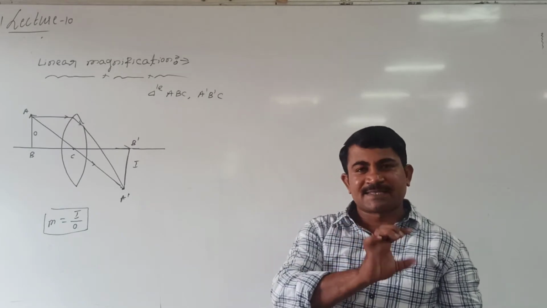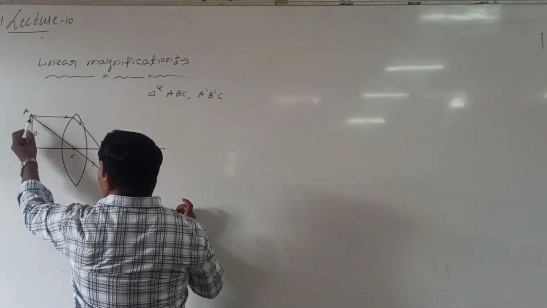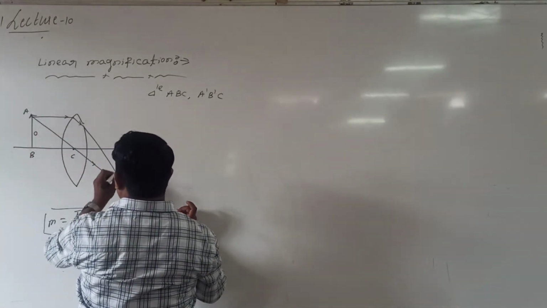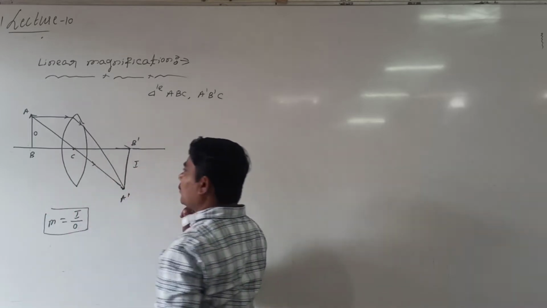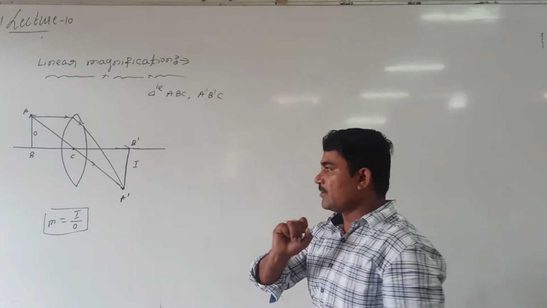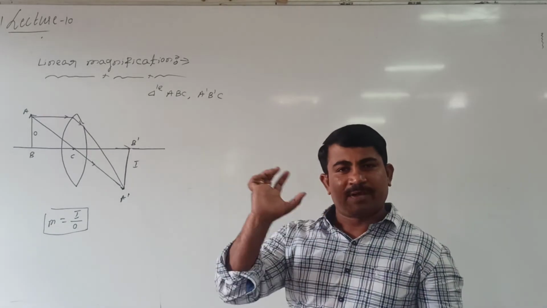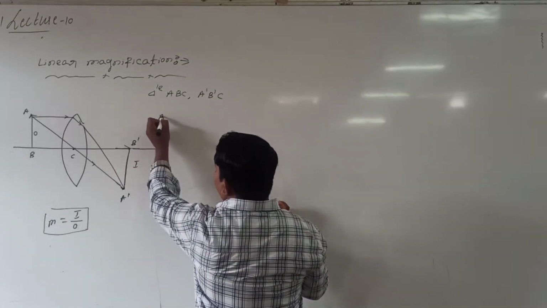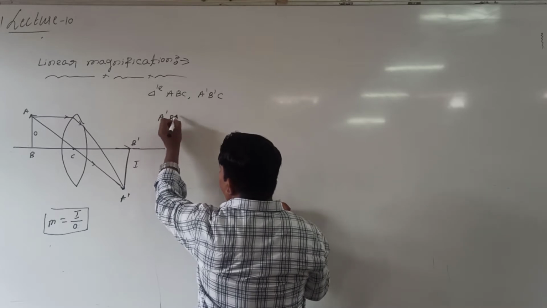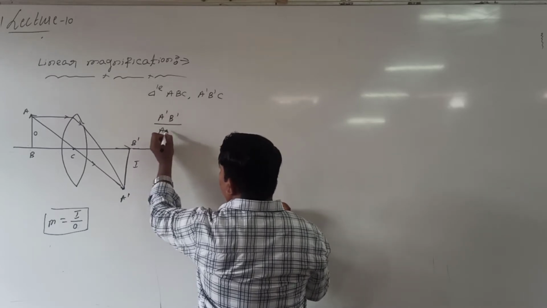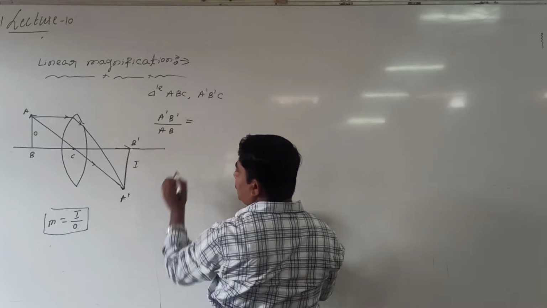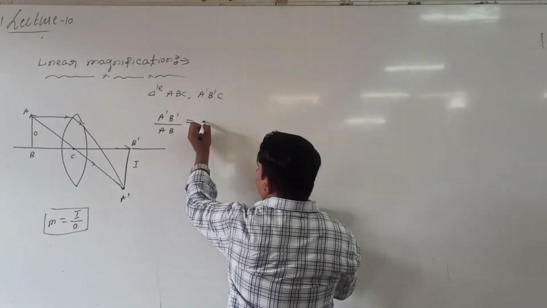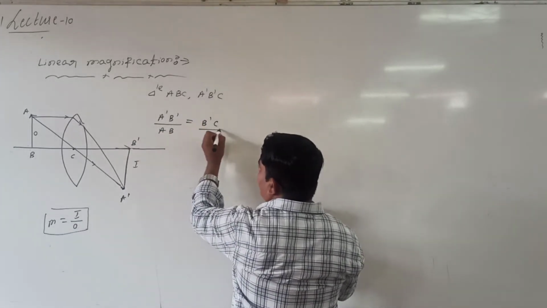These two triangles are similar. For similar triangles we already know that the ratio of height to base is constant. From these two triangles, the ratio of heights, A dash B dash divided by AB, is equal to B dash C divided by BC.